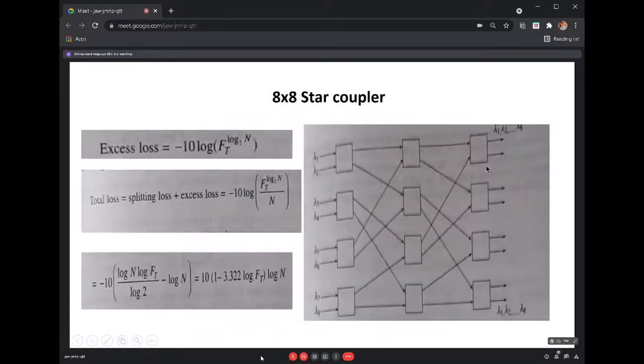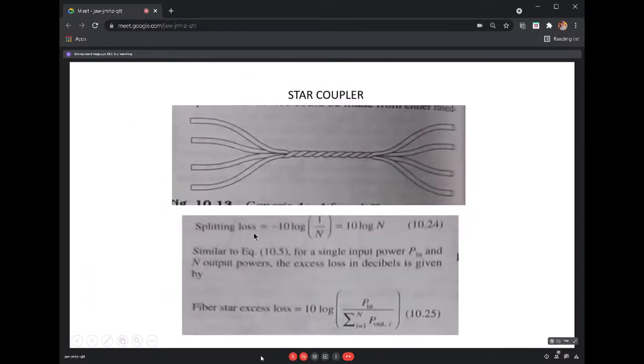For example, I told you about a star coupler of 8 cross 8. If you don't have a coupler of 8 cross 8, all the wires can be drawn and combined, or fused, and then later 8 outputs will be released, right?